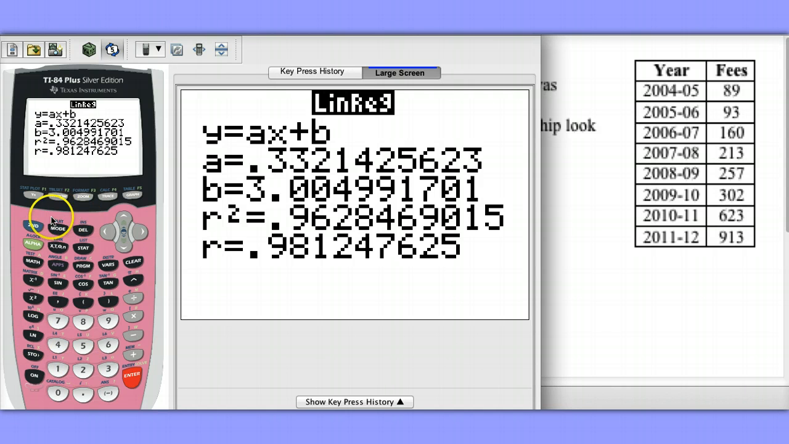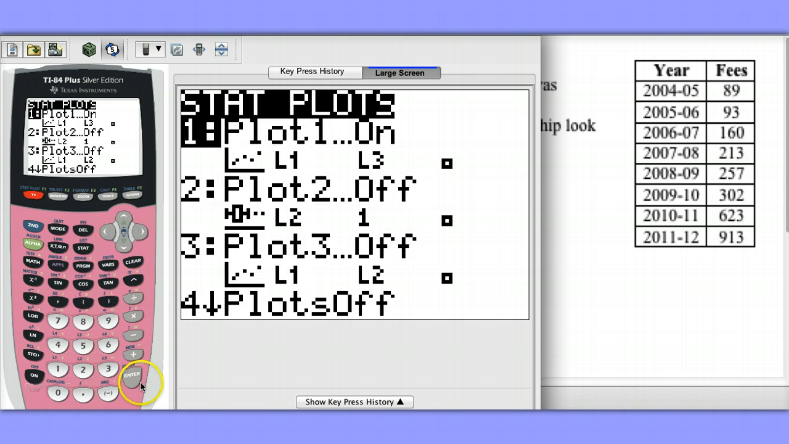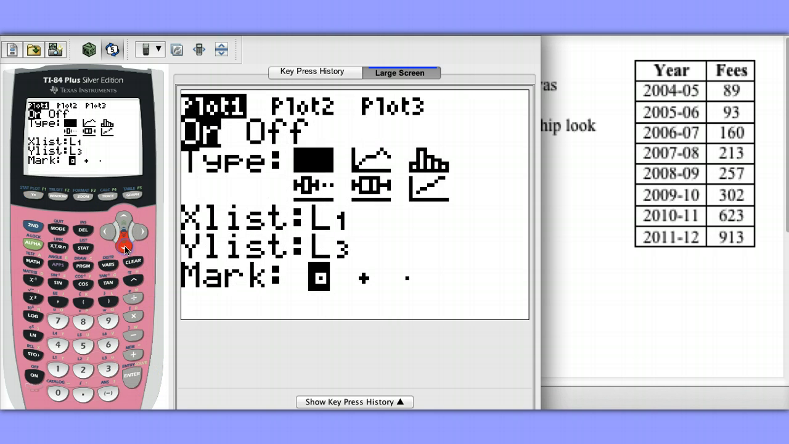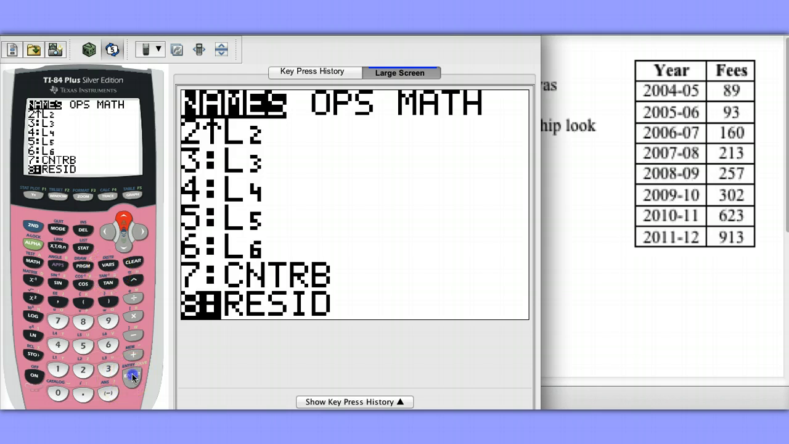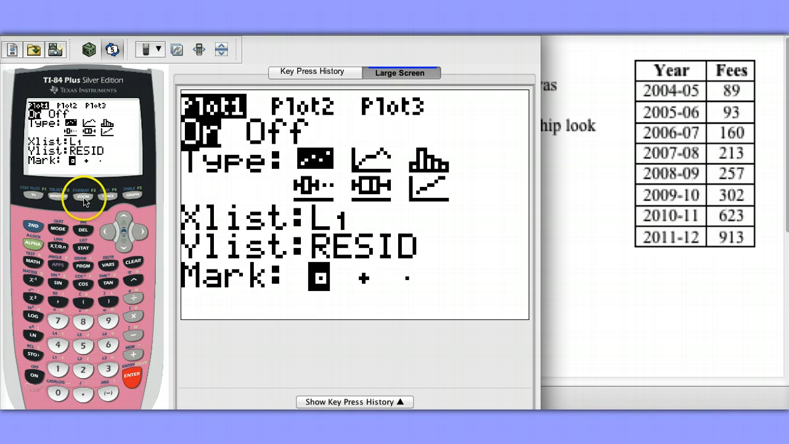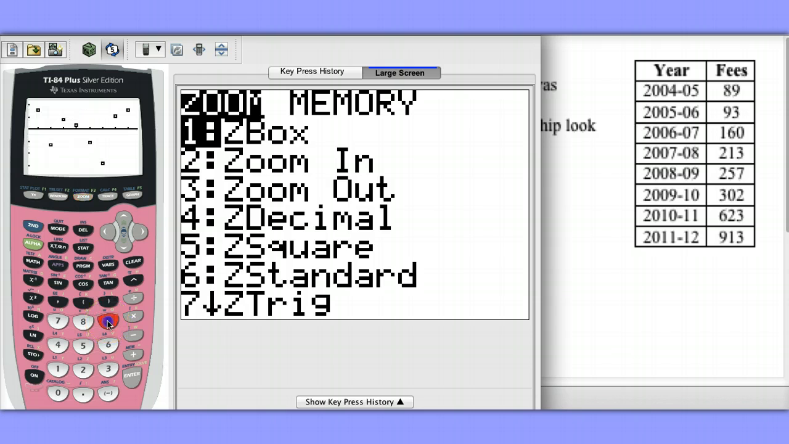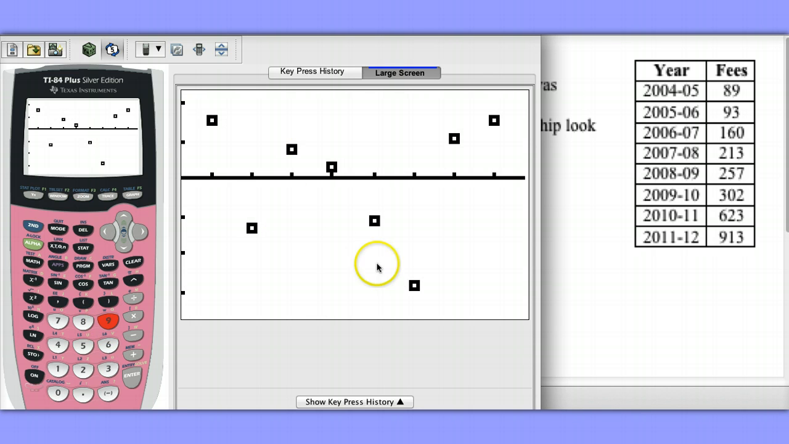So let's actually do a scatter plot of the residuals and see what that would be like. I'm going to hit second stat plot and change this to be a plot of the residuals. And remember, every time you do a linear regression, a new list of residuals is actually calculated and stored in the list called resid. Now I'm going to do a zoom stat, and there seems to be random scatter here. Okay. So this linear model might be appropriate.